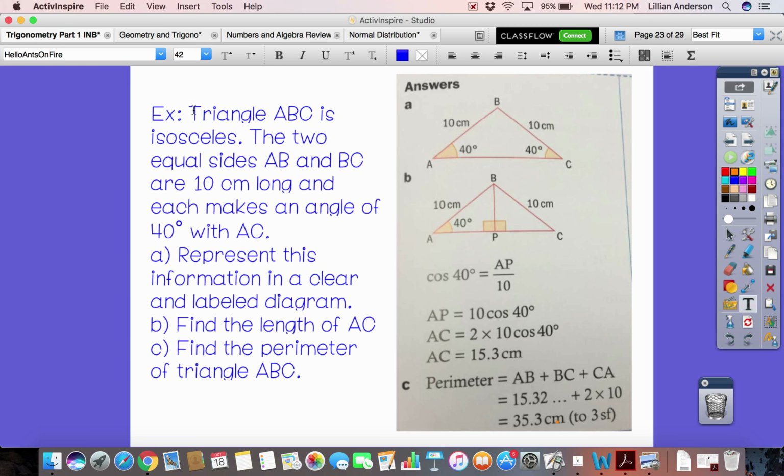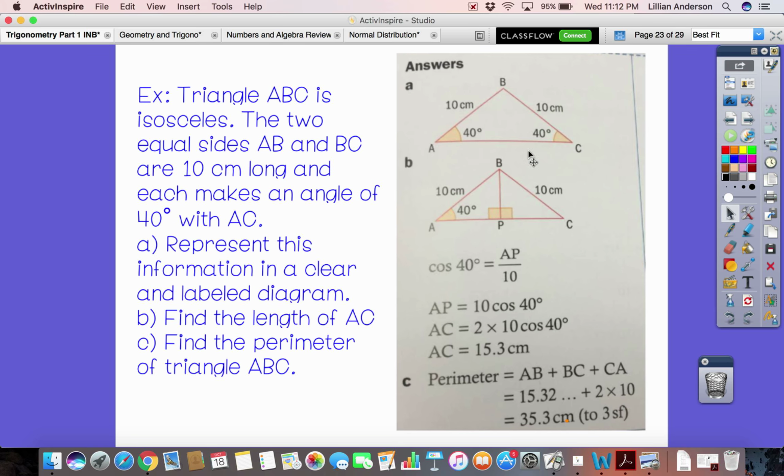So for the first one, you had triangle ABC is isosceles. Isosceles basically means that they have 2 equal sides. And you were told that the 2 sides AB and BC were the ones that were equal, and they were 10 centimeters long. And each side made an angle of 40 degrees with AC. You had to represent this information in a clear and labeled diagram, and as you can see from this picture, we have AB and BC that both have 10 centimeters, and those 2 respective sides make 40 degrees with side AC.